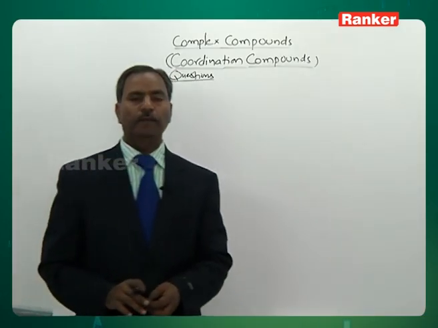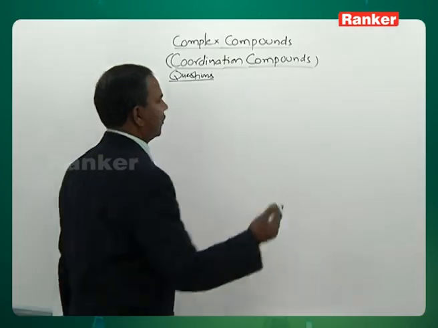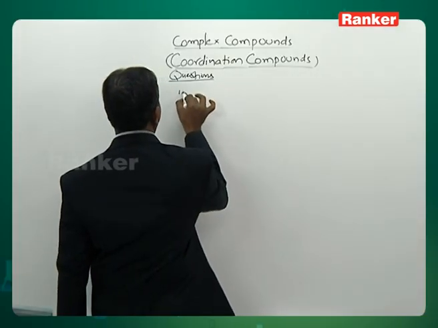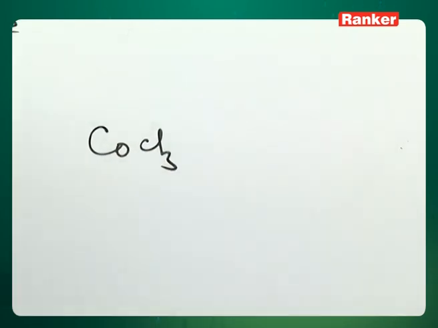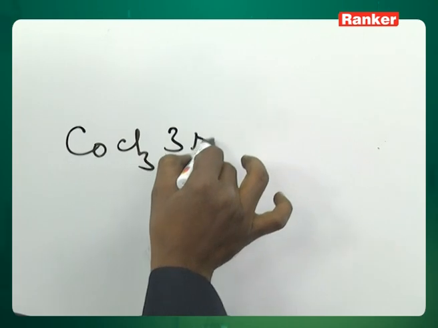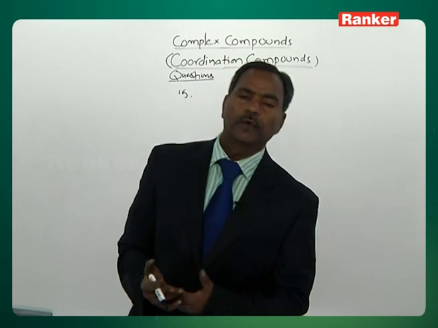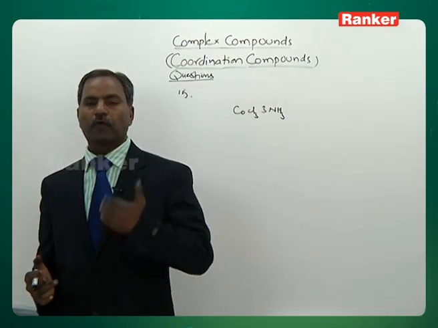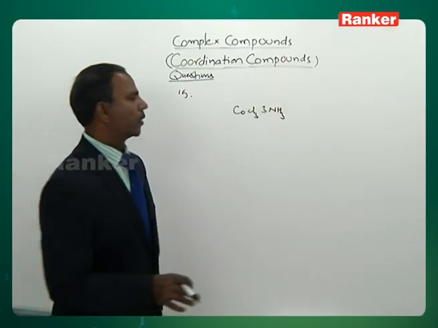Coming to question number 15, number of ions produced from the complex compound in its aqueous solution, Co Cl3 with NH3. Question number 15, what is given? Co Cl3, 3 NH3. For this particular question, number of ions produced from the complex, number of ions. So option A is given as 1, option B is 0, option C is what? 2. See how you write this particular complex formula.